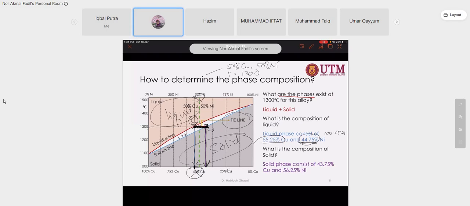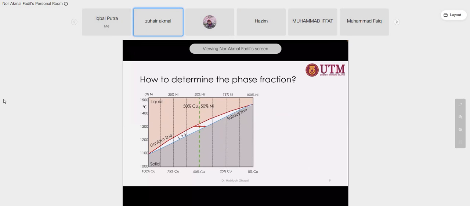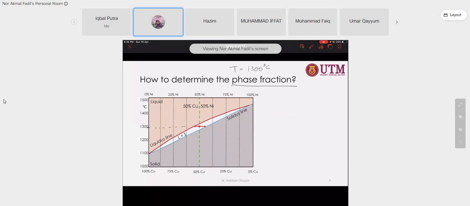Do you understand now? Okay, very good. So next is determining the phase fraction. Now we have this temperature again, 1300 degrees Celsius. At this point, you can determine the phase fraction. Again, what are the phases at this point? It is liquid and solid. So now you have two phases.